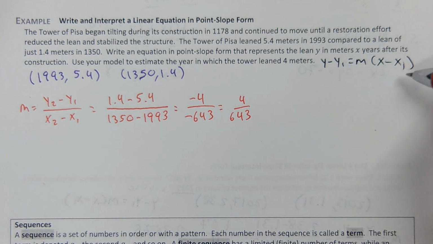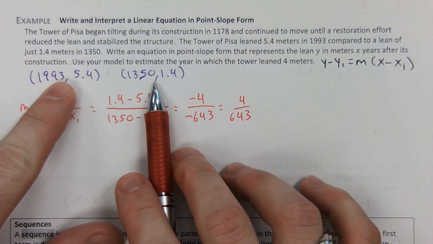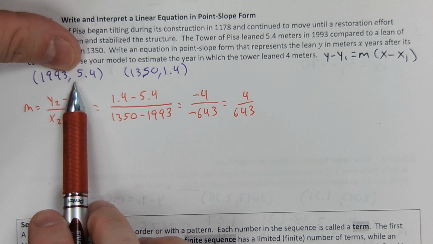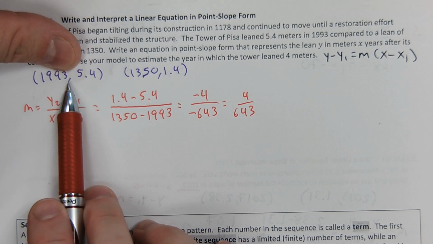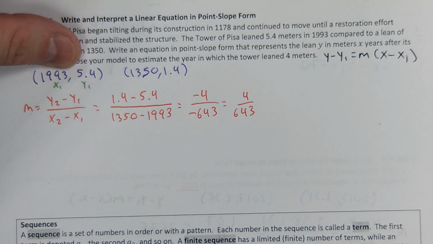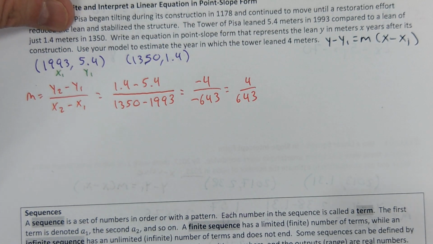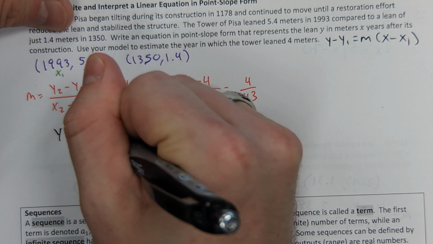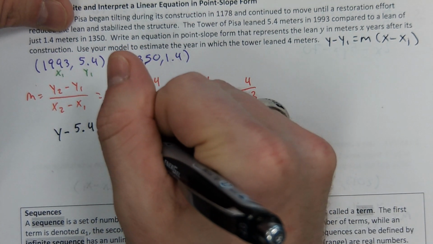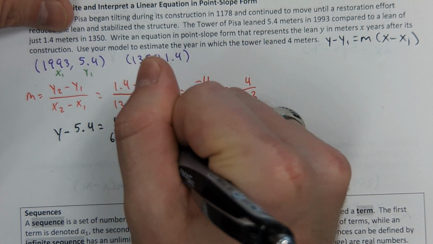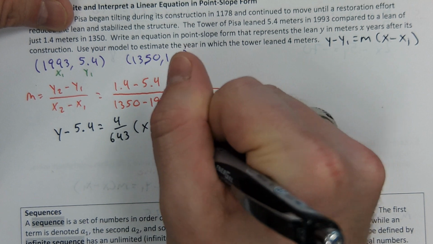We can write our equation now. It doesn't matter which of the two coordinates we choose to be x1, y1, but since I used this one to be x1, y1 in my slope formula, I'm going to choose this one to be x1, y1 in my point slope formula. Go ahead and mark those so I don't goof that up. Y minus 5.4 equals our slope, 4 over 643, times x minus 1993.